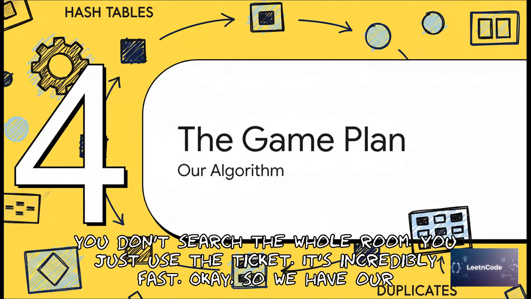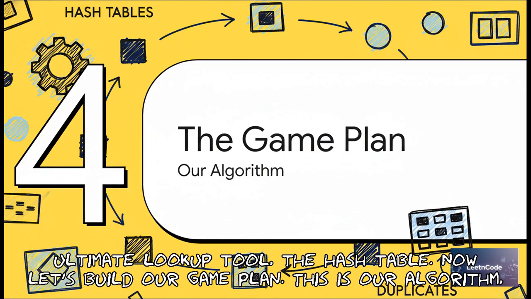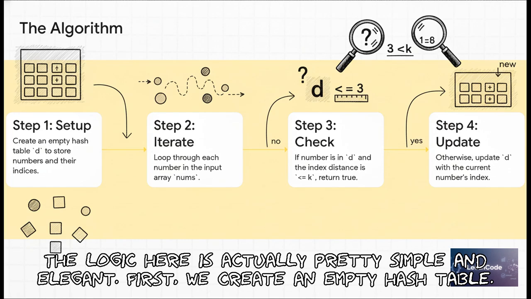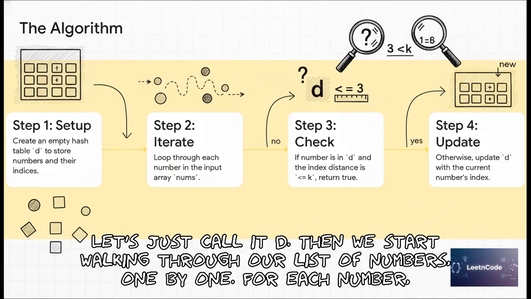Okay, so we have our ultimate lookup tool, the hash table. Now let's build our game plan. This is our algorithm, the simple, plain English logic we're going to follow before we write a single line of code. The logic here is actually pretty simple and elegant. First, we create an empty hash table. Let's just call it D.